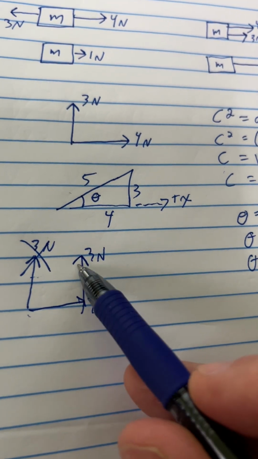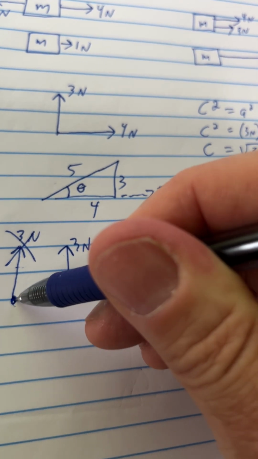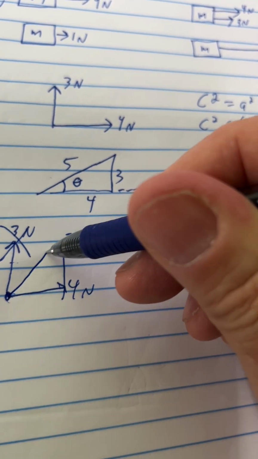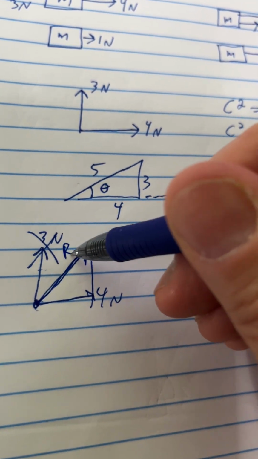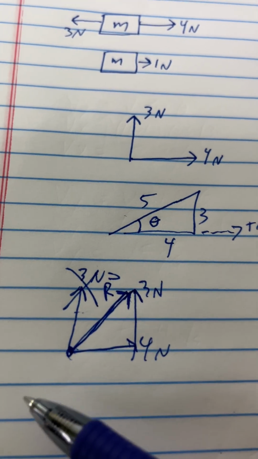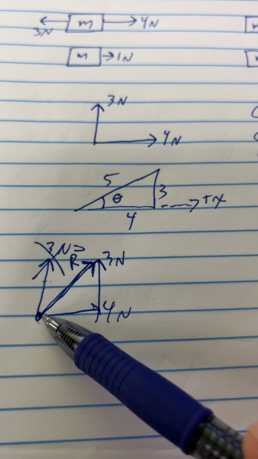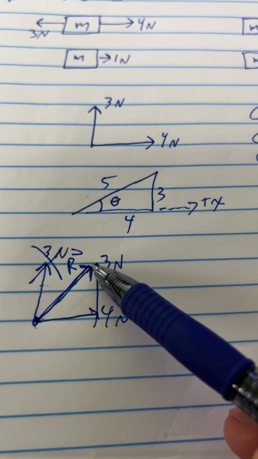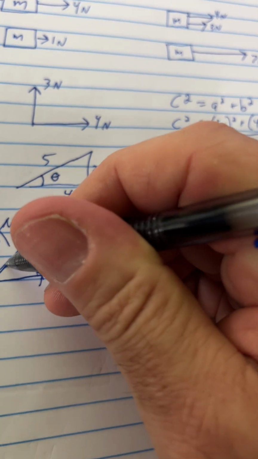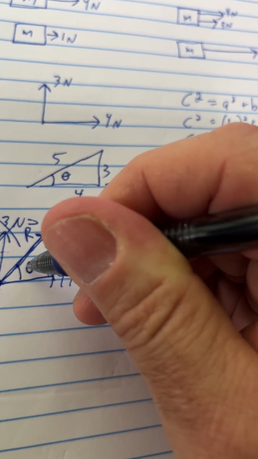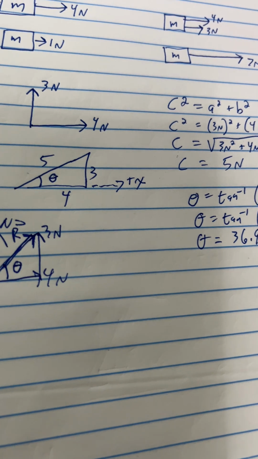And so now I have my vectors tip to tail. So here's the start, here's the end. So my resultant vector, maybe I label it R, is going to be from the base of the 4 Newton vector up to the tip of the 3 Newton vector. And then my angle would be this angle here.